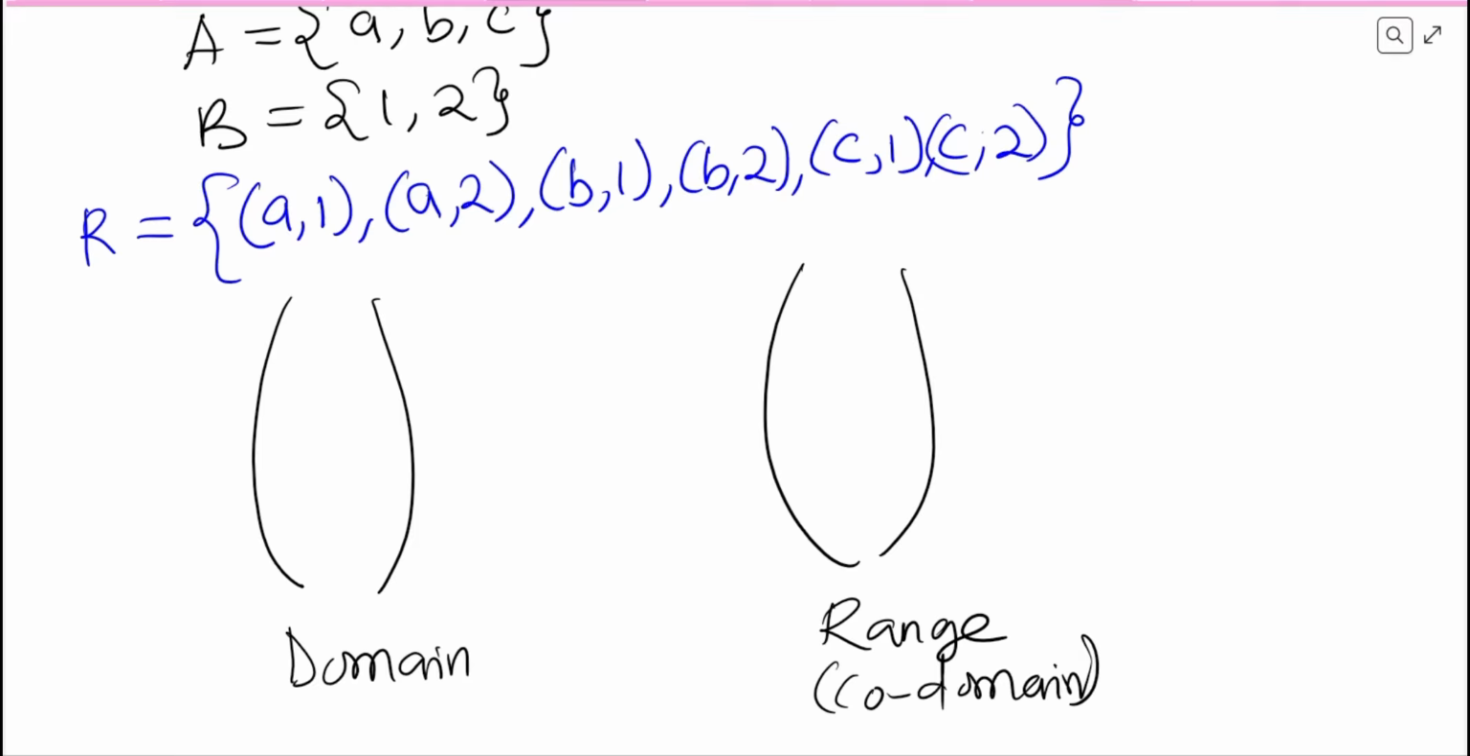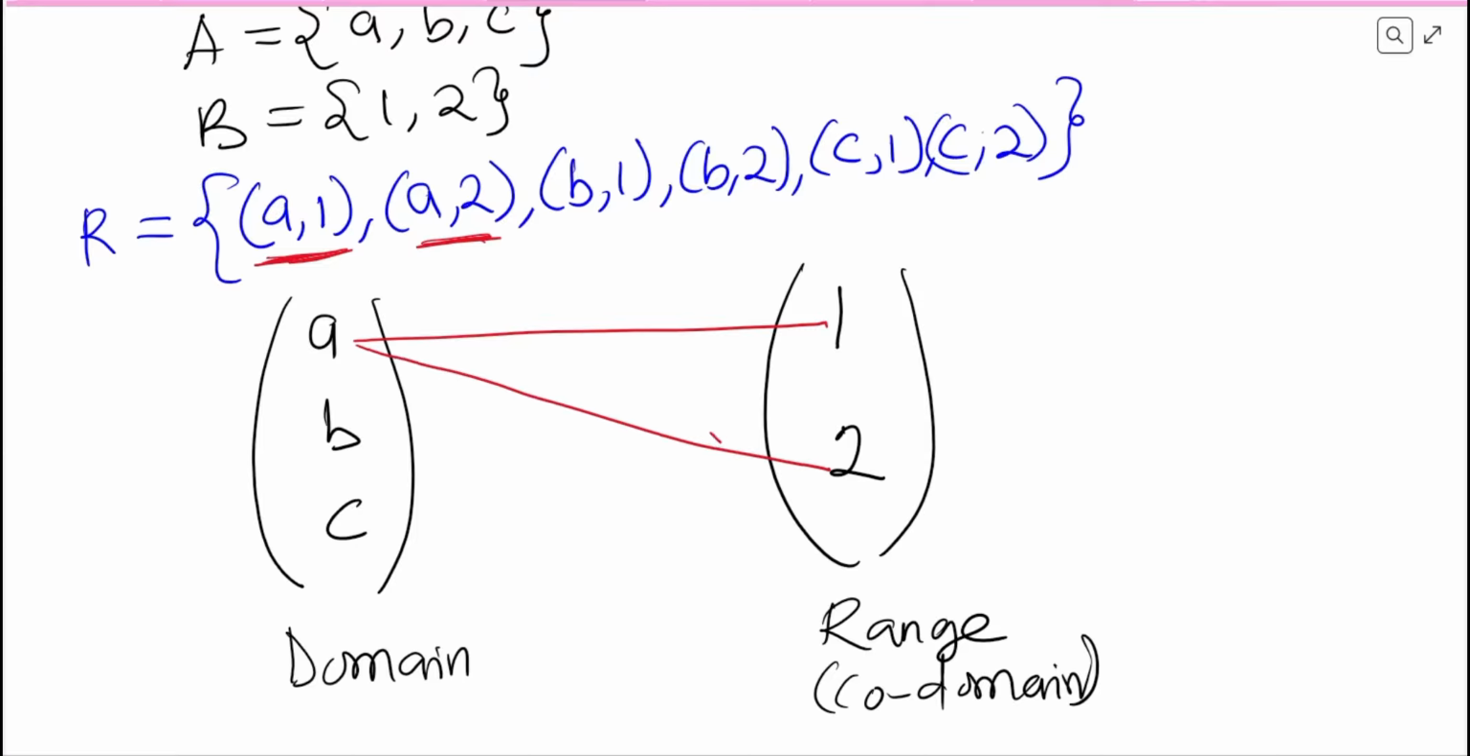Okay, so you have A, B, C, and here will be 1, 2. And what do we see? We see A1. It means A maps to 1. So we draw the line A maps to 1. And over here, we see A maps to 2, with the arrow pointing in this direction.